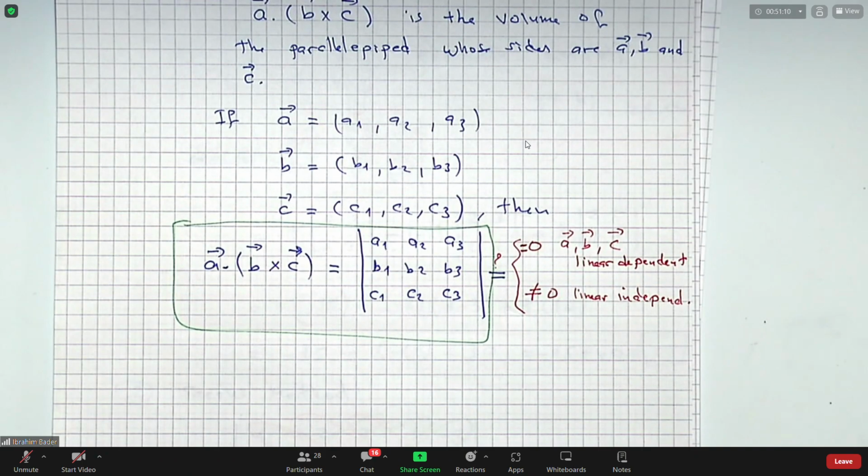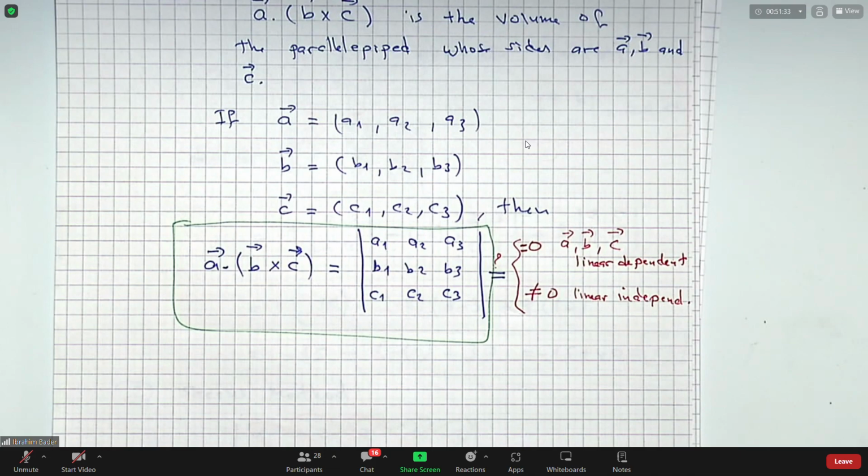That's actually spanned by these 3 vectors. Its volume is given exactly by the value of this determinant. So in this case, we have 25 as the volume of this parallelepiped that is spanned by these 3 vectors. Okay.